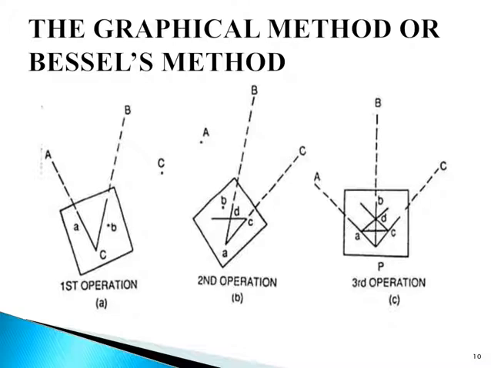Okay, so let us understand the graphical method, or say Bessel's method. Suppose capital A, capital B and capital C are 3 well-defined points which have been plotted as small a, b and c. It is required to locate a station at P. So the first operation is done. Now we have to locate a station P.